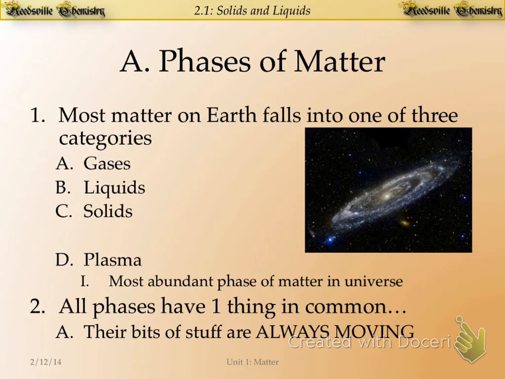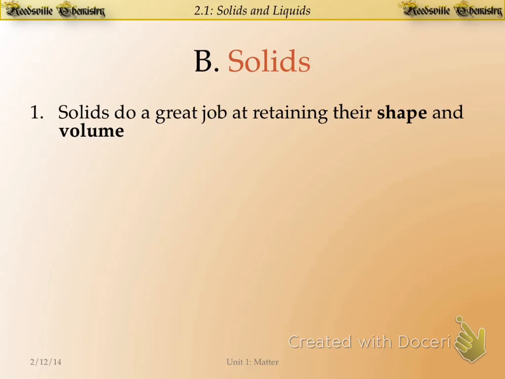Now, all phases, gases, liquids, solids, they all have one thing in common. Their bits of stuff are always moving. Always moving. So let's address that. We're going to look at solids first. Solids do a great job at retaining their shape and their volume. If you have a solid piece of aluminum and it's a cylinder, you can easily find its volume. And it's going to stay a cylinder for a really long time. In fact, you're really going to have to change the conditions in order to change its shape. You'll have to exert a large amount of force on it in order to manipulate its shape, cut it in half, or bend it. Or you're going to have to try to heat it up, in which case it's no longer a solid, in order to bend it or misshape it.